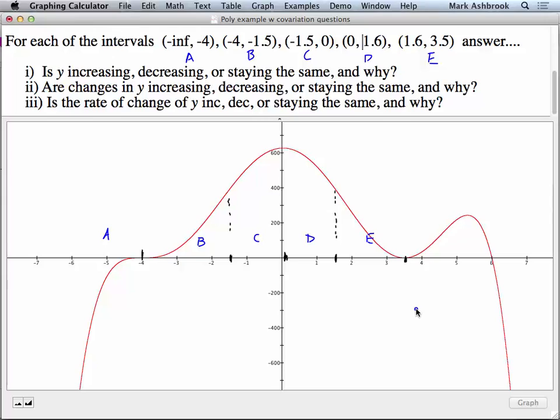Okay, so those are the 5 regions. This is definitely a verbal exercise. You're going to get a partner. For each of those 5 intervals, you answer these 3 questions. Is the value of y increasing, decreasing, or staying the same? Are changes in y increasing, decreasing, or staying the same? Is the rate of change increasing, decreasing, or staying the same? Go. Review for the exam. Everyone get a partner. There should be 18 conversations going on.